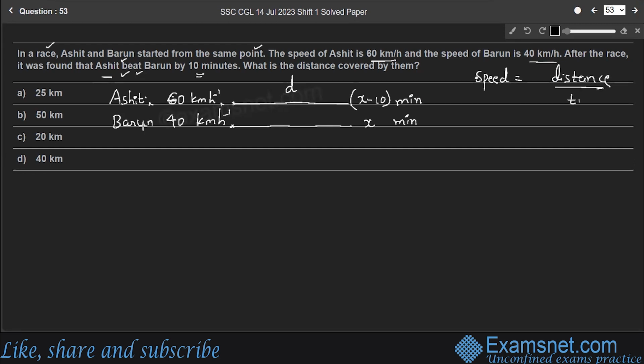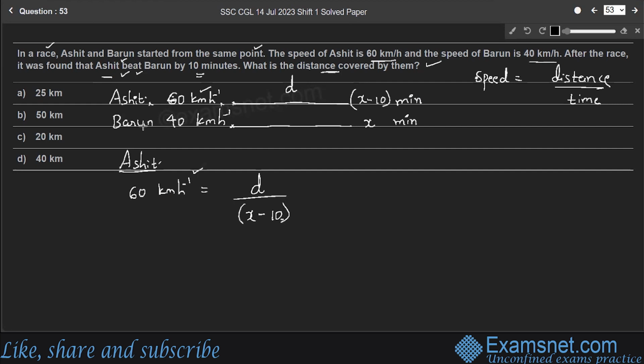Distance by time. Here the question is, what is the distance covered by them? We need to find the value of D, right? So let us consider the case of Ashit here. Ashit is moving with the speed of 60 km per hour. Here speed is distance by time. Therefore, 60 km per hour is equal to distance covered by him divided by x minus 10, right?